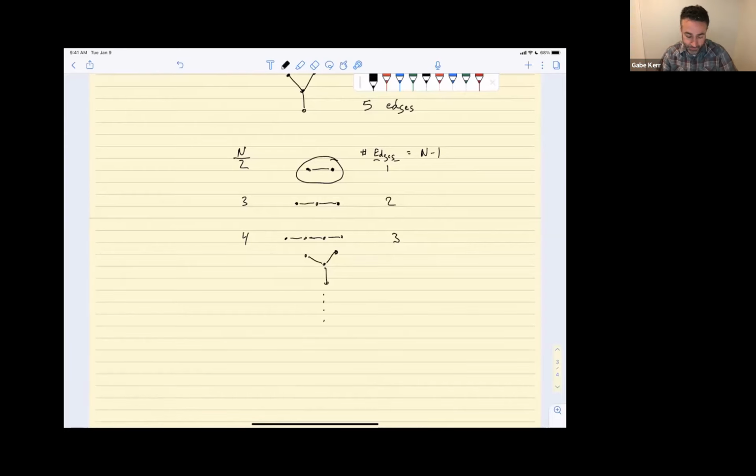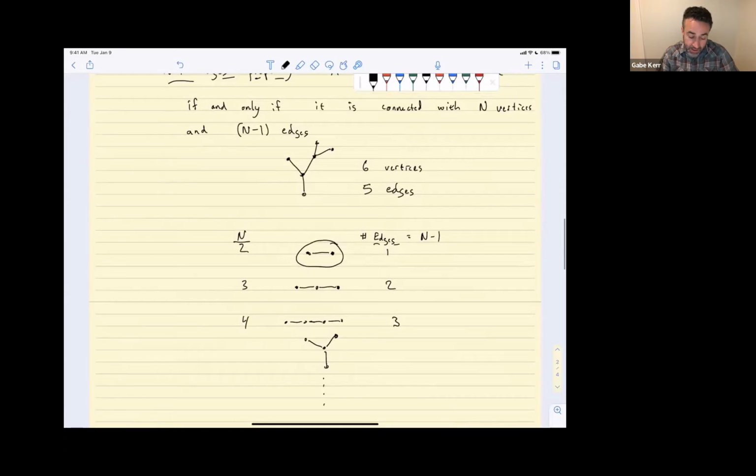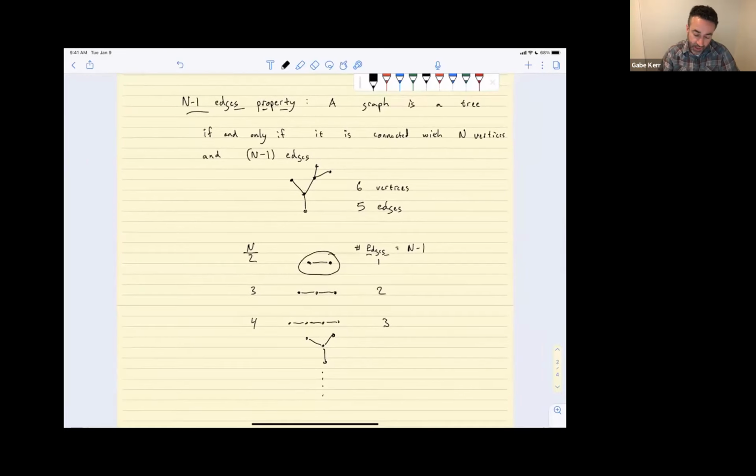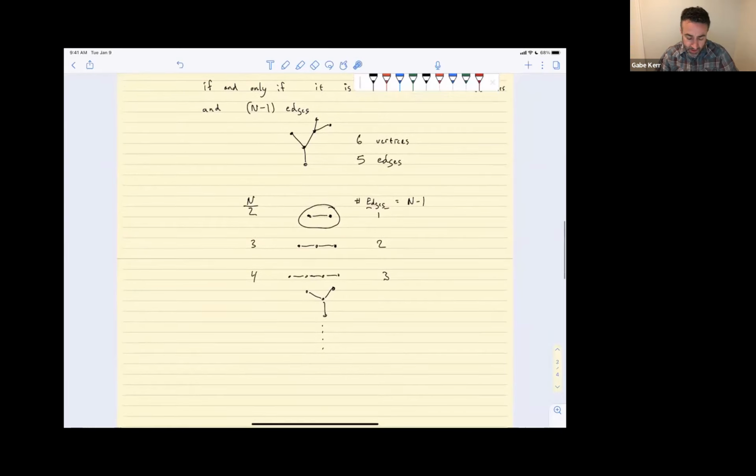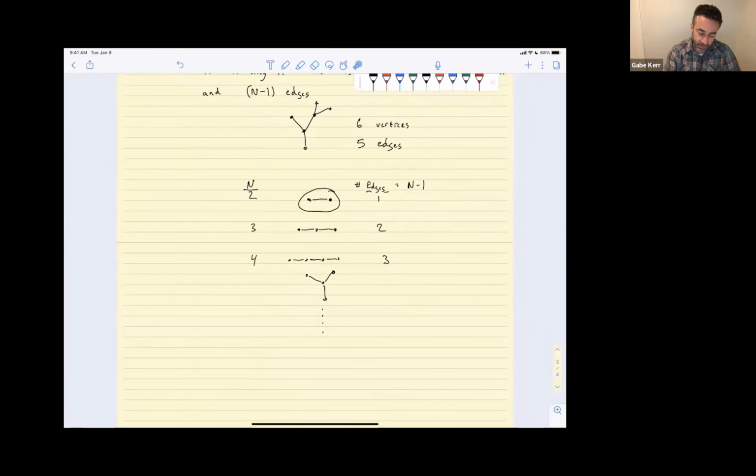Okay. And it is an if and only if, which means that if you have a connected graph with n vertices and n minus 1 edges, then it has to be a tree. That argument has a little more detail, but maybe we'll talk about it later in this chapter, I'm not sure.